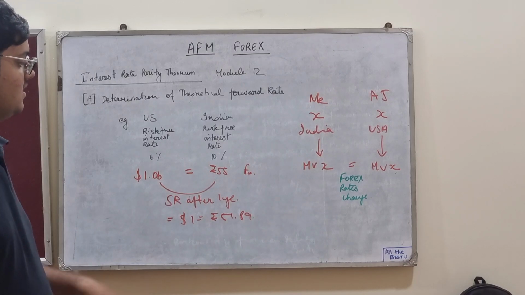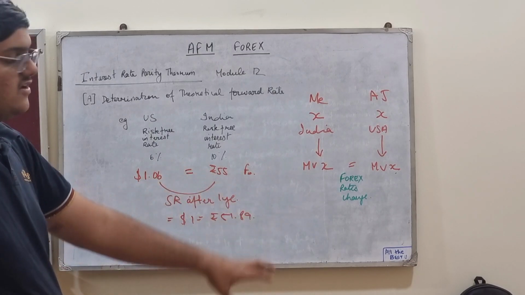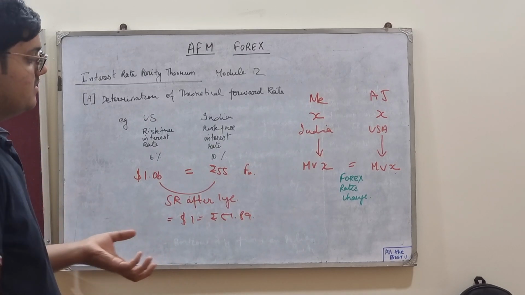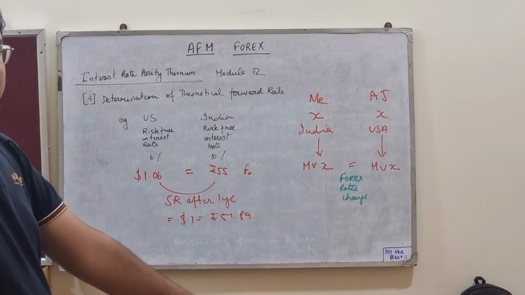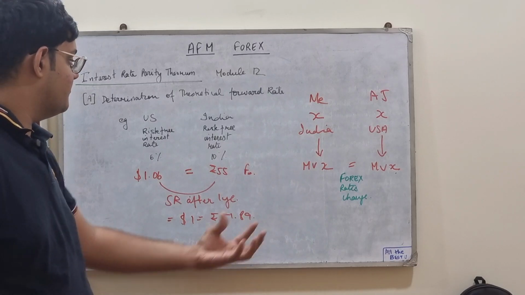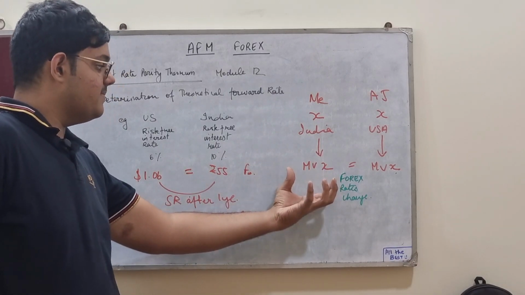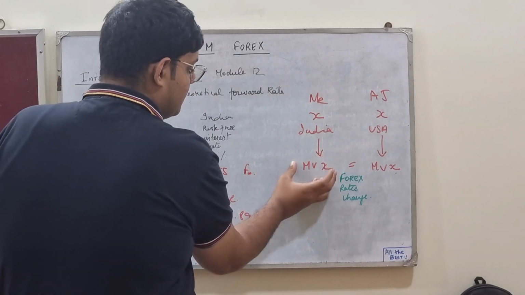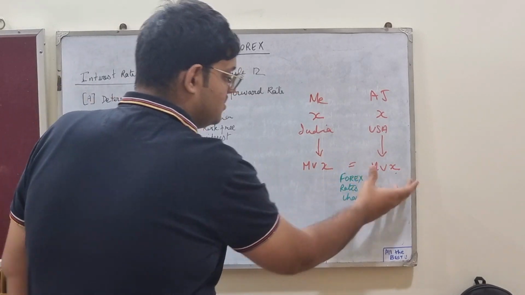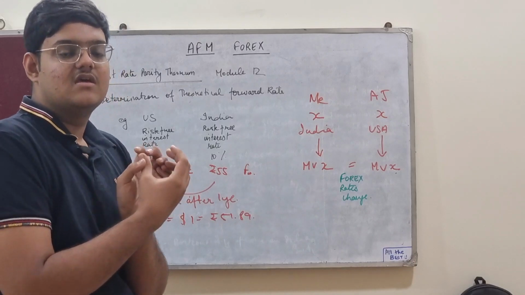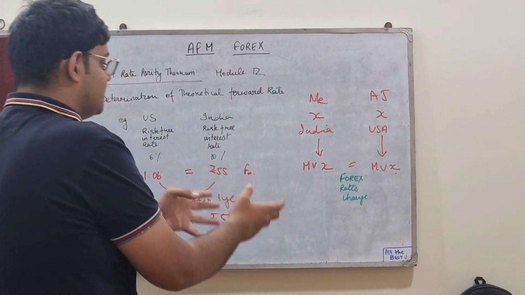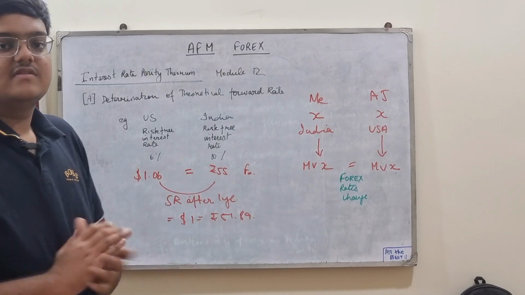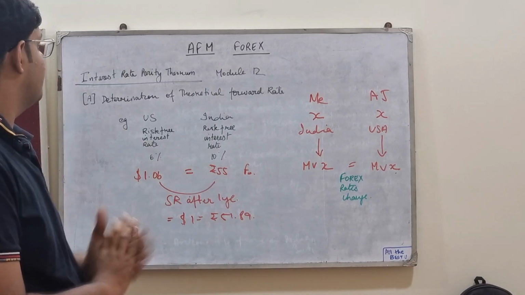So basically, wherever I invest, I will get the same amount, just that the forex rates will change. The maturity value of my investment and the maturity value of Angelina Jolie's investment will be the same as the forex rate changes due to the mismatch of interest rates. That is the interest rate parity theorem.